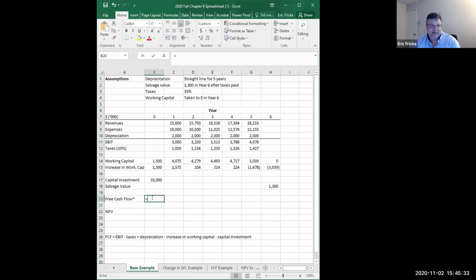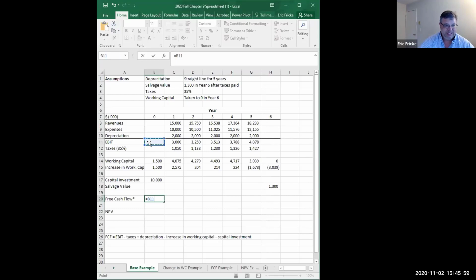So here's where I'm going to start. I'm going to start with the free cash flow formula down here. I put everything in from a year 0 perspective, and then when we copy the formula to the right, Excel will automatically change the reference from the year 0 column to the year 1 column and then to the year 2 column.